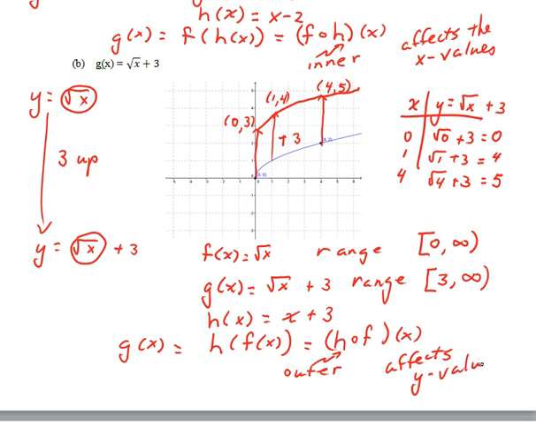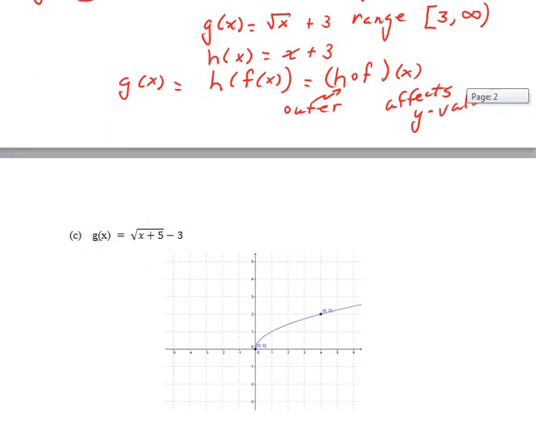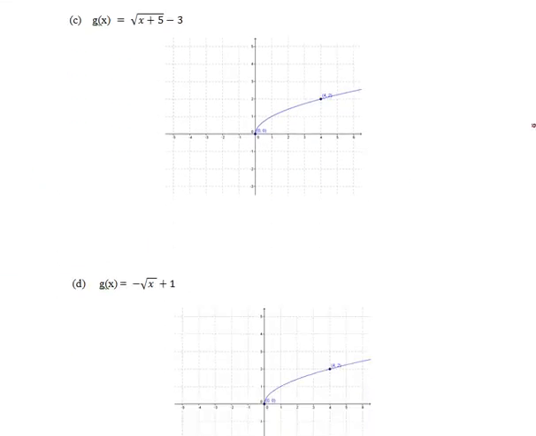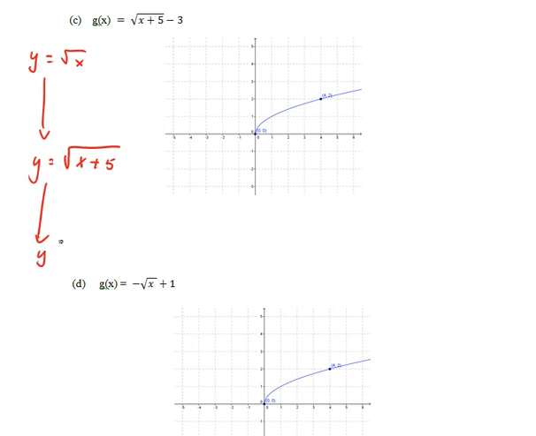This time, all the y values have 3 added to them. Moving to the next example, it's a two-step process. We start again with y equals the square root of x. Then we go to y equals the square root of the quantity x plus 5. And finally, to y equals the square root of the quantity x plus 5 minus 3.